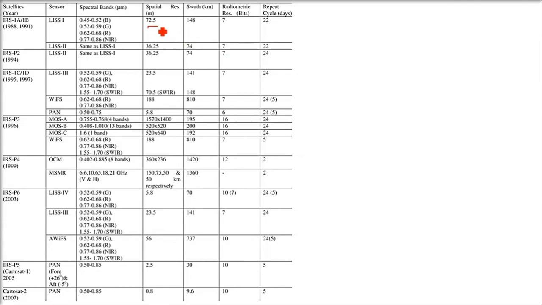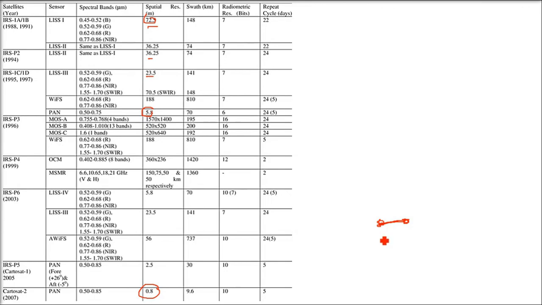If you see, the spatial resolution of LISS-1 was 72.5 meters, and LISS-2 was 36.25. So it has increased, and it further increased when we had IRS-1C, 1D. There are different other important satellites also, after IRS-1A, 1B, 1C, 1D, then P3, P4, P6, P5, Cartosat-2. If you want a reference, for Cartosat-2 the resolution, the distance between 2 points resolvable on ground, is around 1 meter, 0.8 meter. It's quite good, appreciable.